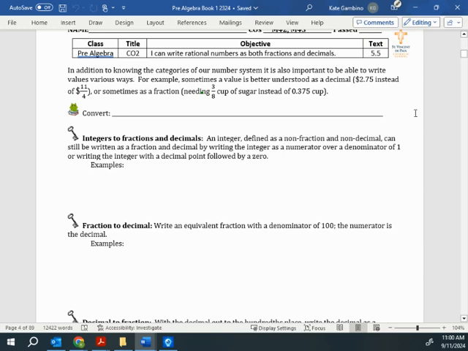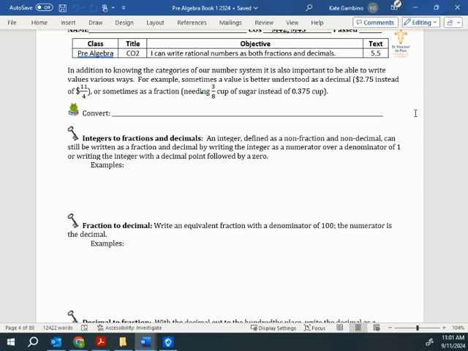Good morning. Today we are working on our next lesson in our first unit, CO2. So it's a course objective again. This one is I can write rational numbers as both fractions and decimals. So we talked about those rational numbers yesterday. Remember, it's positive, it's negative, it's fractions and decimals that end or repeat.